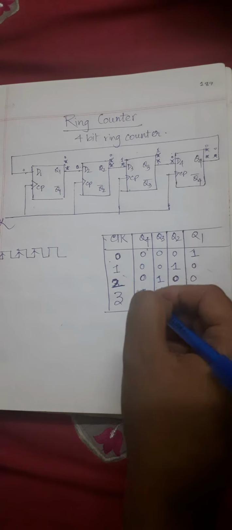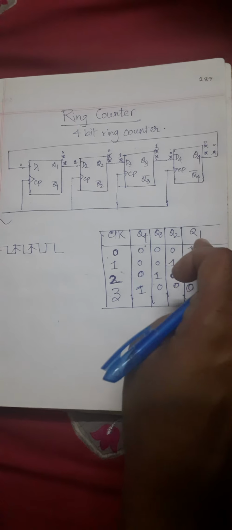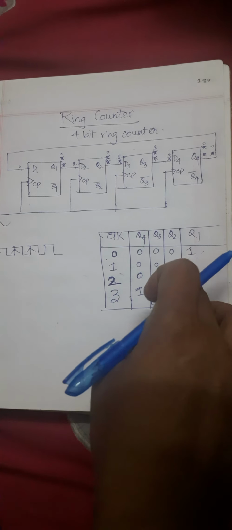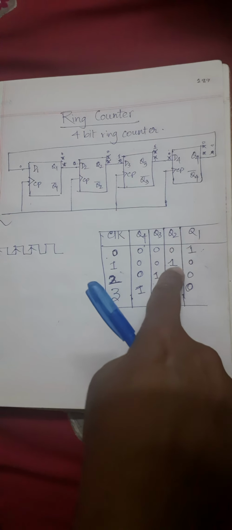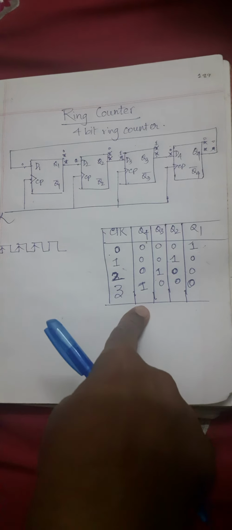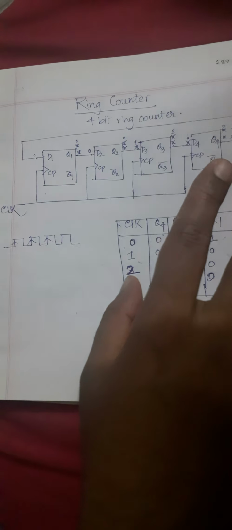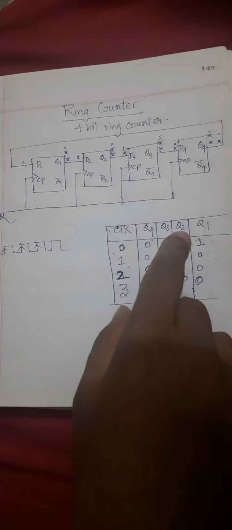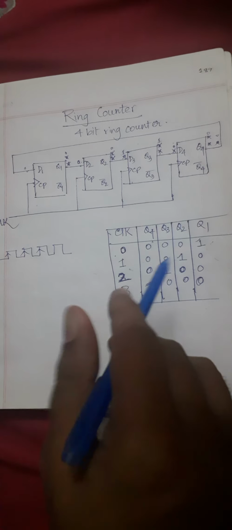You see, the 1 is traveling along these diagonal values. First we had a q1 value of 1, then when the first clock cycle occurs, we have q2 as 1, then we have q3 as 1, then we have q4 as 1, all other values are 0. So in this manner, as you can see, we are able to build a ring counter.